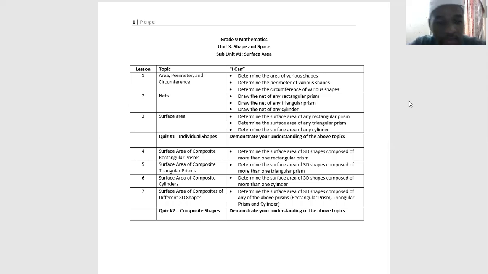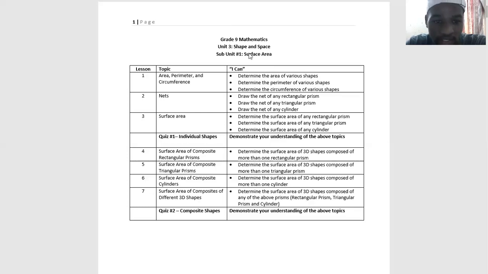The things that we'll be doing in this lesson will cover 7 topics. The first one will be area, perimeter and circumference, as you can see. The second will be nets, the third surface areas, and then up to the seventh one. The purpose of this is just to show you what you have to know at the end of this lesson.